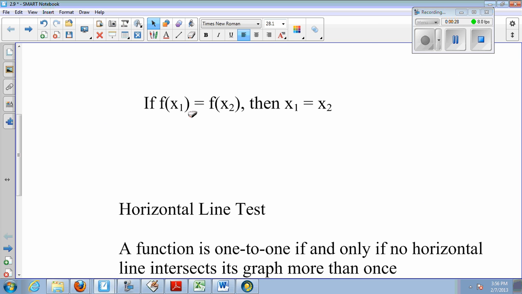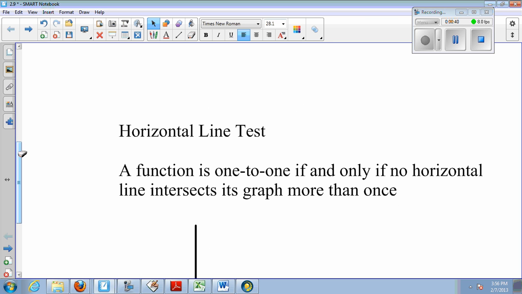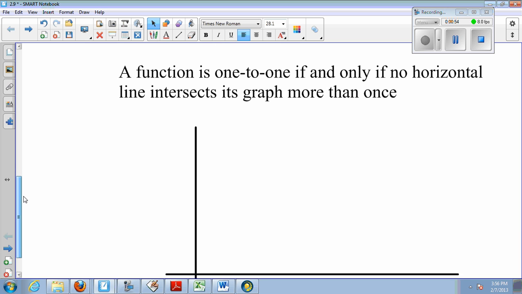If f of x1 does equal f of x2, that means x1 and x2 are the same value. You have the same x value twice. So we now have the horizontal line test. You had the vertical line test, which tested if it was a function. Now we know it's a function, and we're testing if it's one-to-one. So a function is one-to-one if and only if no horizontal line intersects its graph more than once.